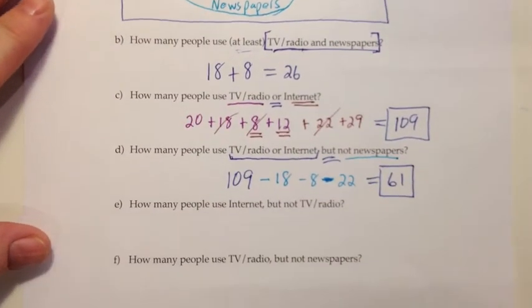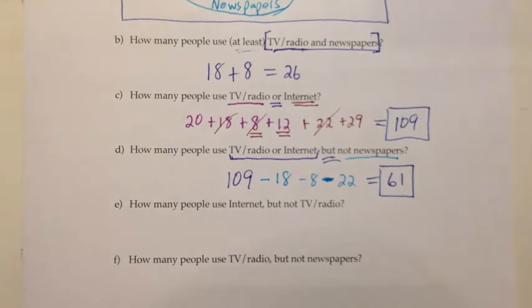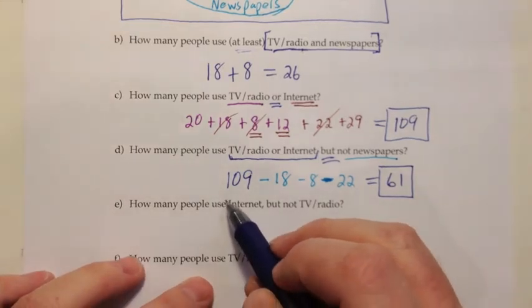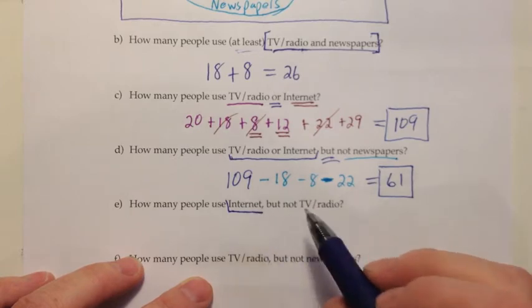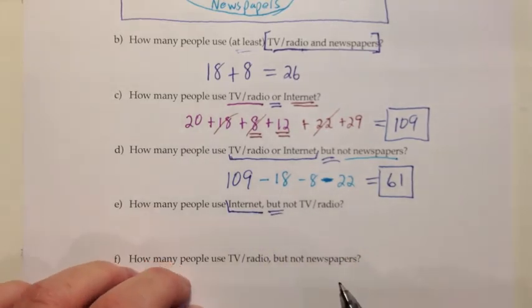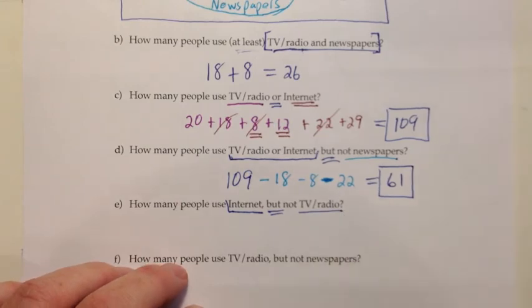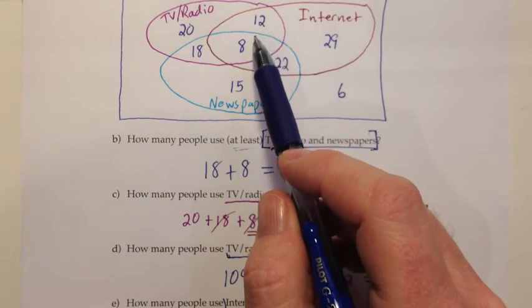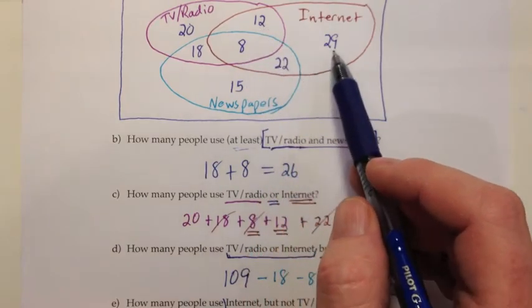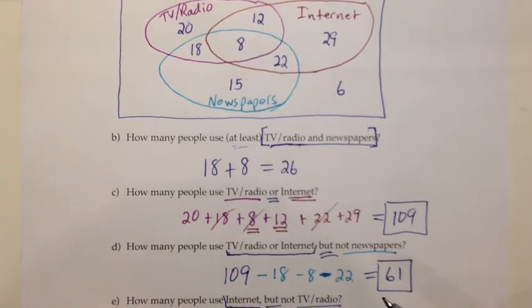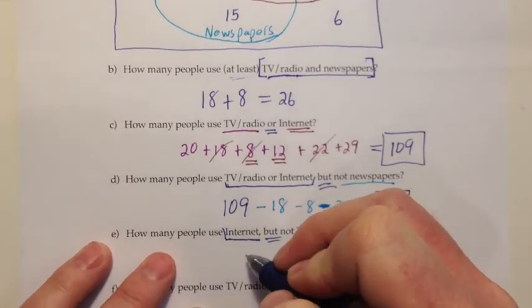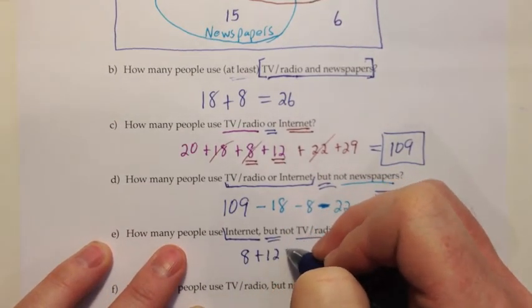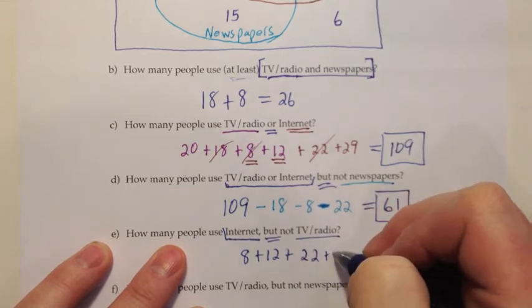All right, let's go ahead and look at the last couple. How many people use the internet but not the radio? So that's actually pretty similar to what we just did, so we should be able to use a similar strategy. Let's go count everybody that's in the internet except for the ones that are the TV radio section. So how many are internet users? So we could go back and look. It looks like we have 8 plus 12 plus 22 plus 29. Those are all inside of the internet. So let me go ahead and write those down. 8 plus 12 plus 22 plus 29.